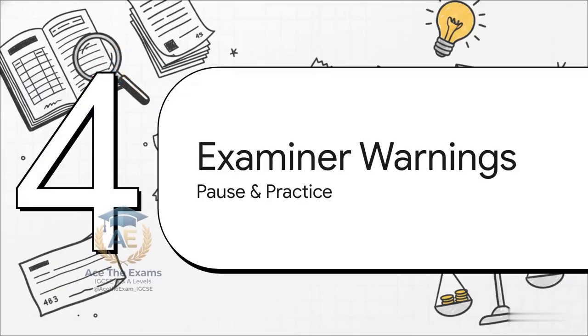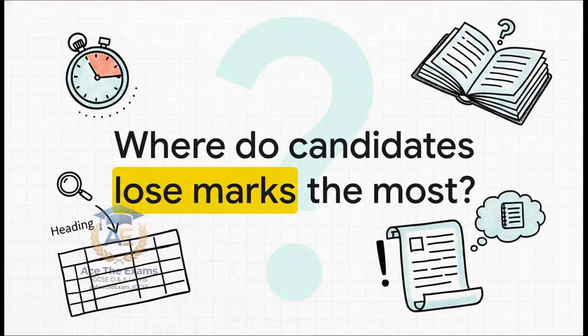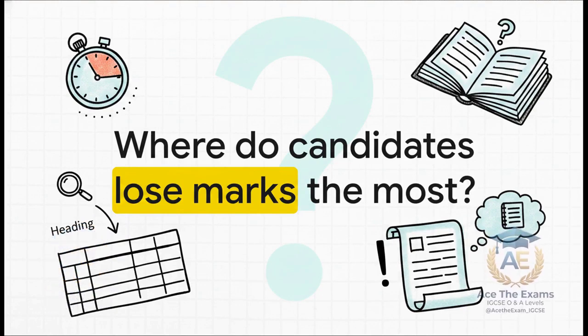Section 5, Examiner Warnings, Interactive Pause and Practice Workshop. All right, I want you to directly address the screen right now. We're doing an immersive 60-second visual challenge. Spot the flaw. Can you spot where candidates lose the most marks regarding format and presentation? Look really closely at how the financial statement is laid out in your mind's eye based on what you've studied. Are the headings correct? Is the terminology precise?